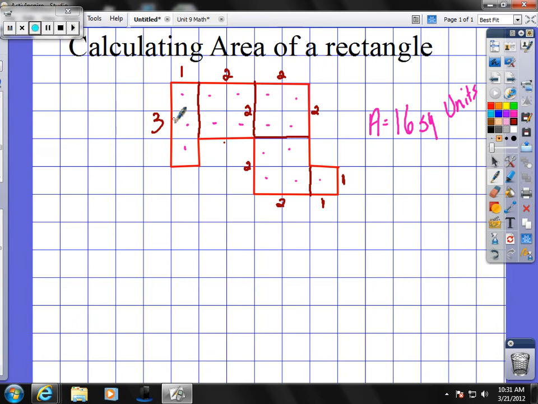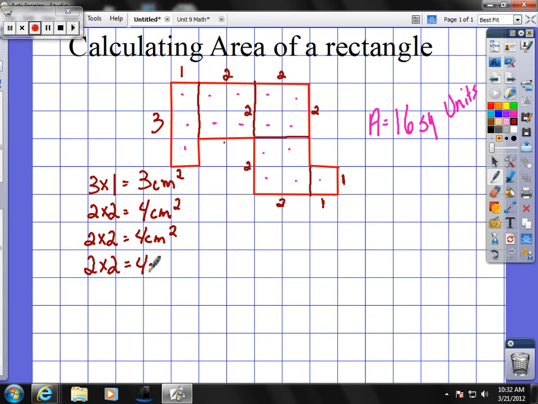So to find the area of this little rectangle right here, all I have to do is go 3 times 1. So that rectangle is 3 square units. And if it's centimeters, it could be centimeters squared. And then I have a 2 by 2, and I know that a 2 by 2 is 4 centimeters squared. And I have another 2 by 2 right here, which is also 4 centimeters squared. And I have another 2 by 2 right here, which is 4 centimeters squared. And then I have this little guy way over here on the other side. He's just a 1 by 1, which equals 1 centimeter squared.